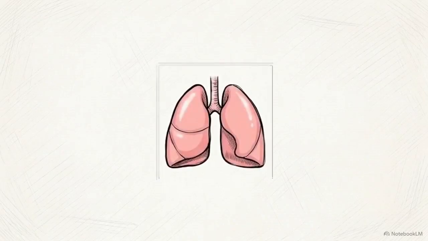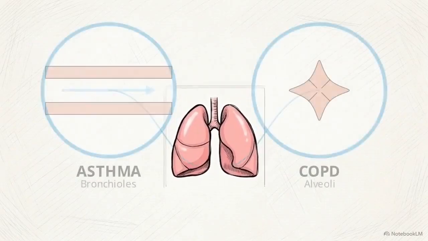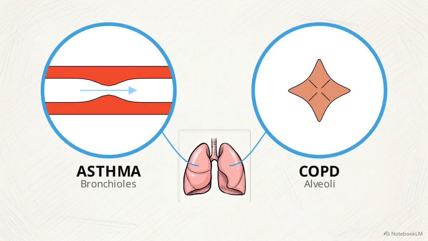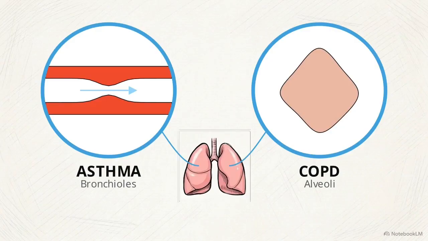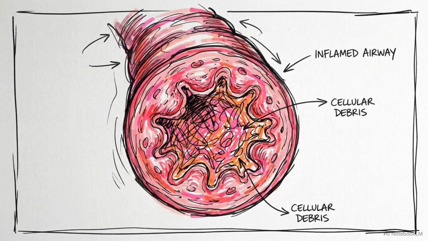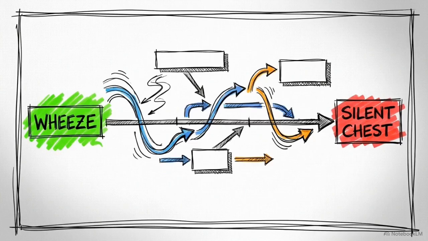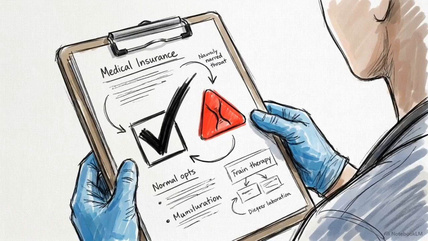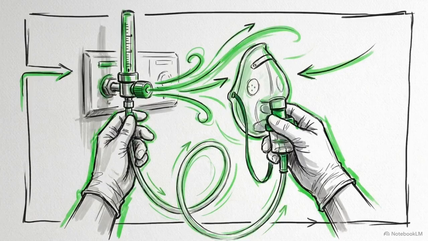We are going to examine the 2 primary respiratory conditions tested on nursing exams: asthma and chronic obstructive pulmonary disease, or COPD. We will break down the underlying pathology of each, map the clinical signs of early versus late deterioration, and establish strict rules for pharmacological intervention. Stating that a patient has an airway obstruction is an observation. Administering the correct medication in the correct sequence to open that airway is clinical judgment.